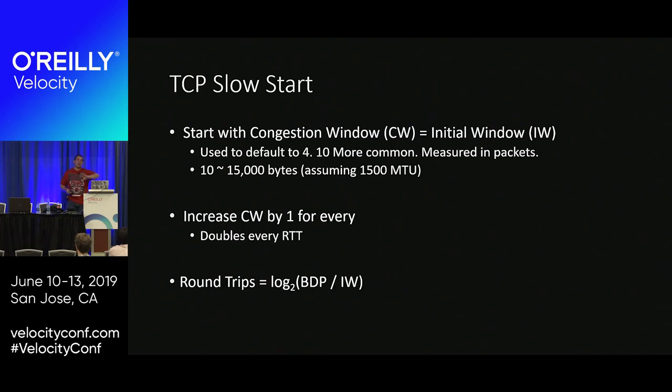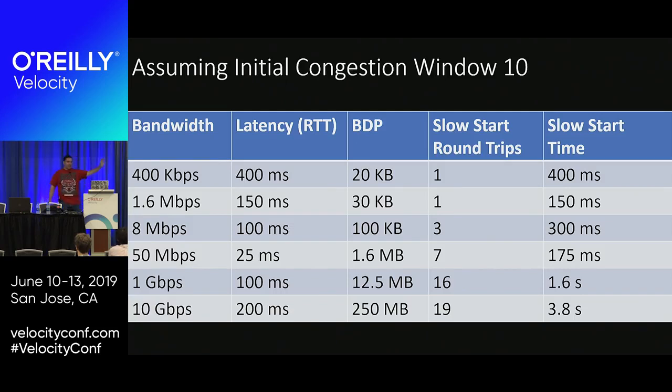So to figure out the number of round trips you need to reach the BDP, you can divide the BDP by the initial window. Basically, how many round trip times does it take to get there, and just take the log 2 of that. And so for our BDP estimates we had earlier, going all the way up to the 250 megabyte one, it's honestly not that bad. 19 round trips to get to 250 megabytes, starting at 15K. That's actually pretty good, but it's still 3.8 seconds.